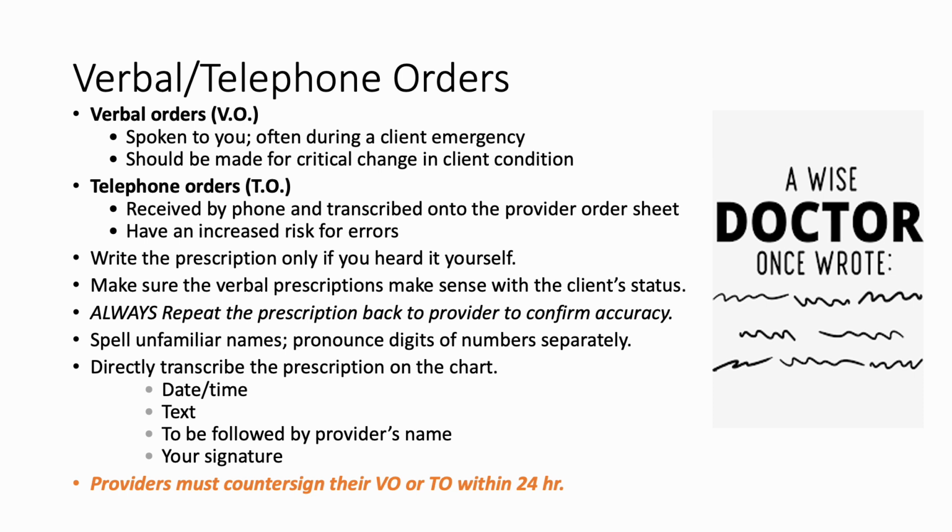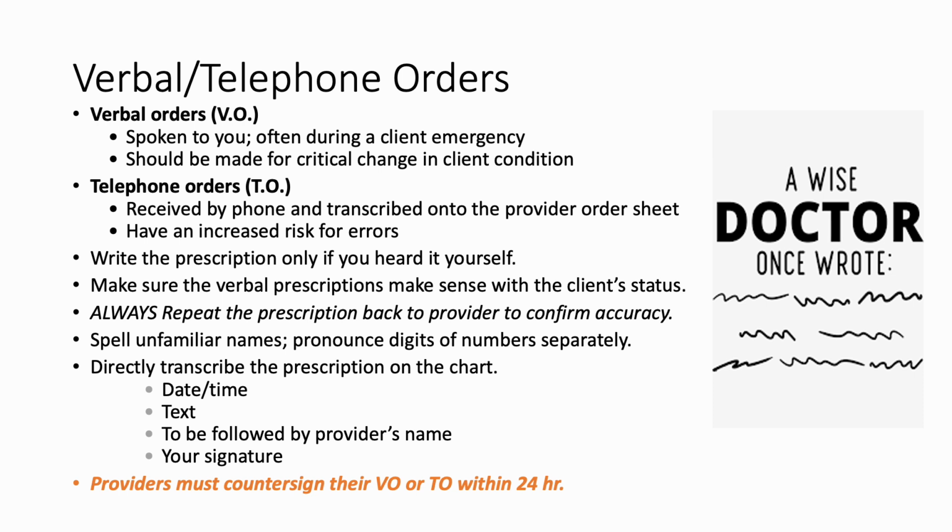We always spell unfamiliar names when we're talking to the provider on the phone. Did you say morphine, morphine? Some other words may sound similar. So if there's something that you're not sure of, say, hey, can you spell that back for me? And then also pronounce digits of numbers separately as well.